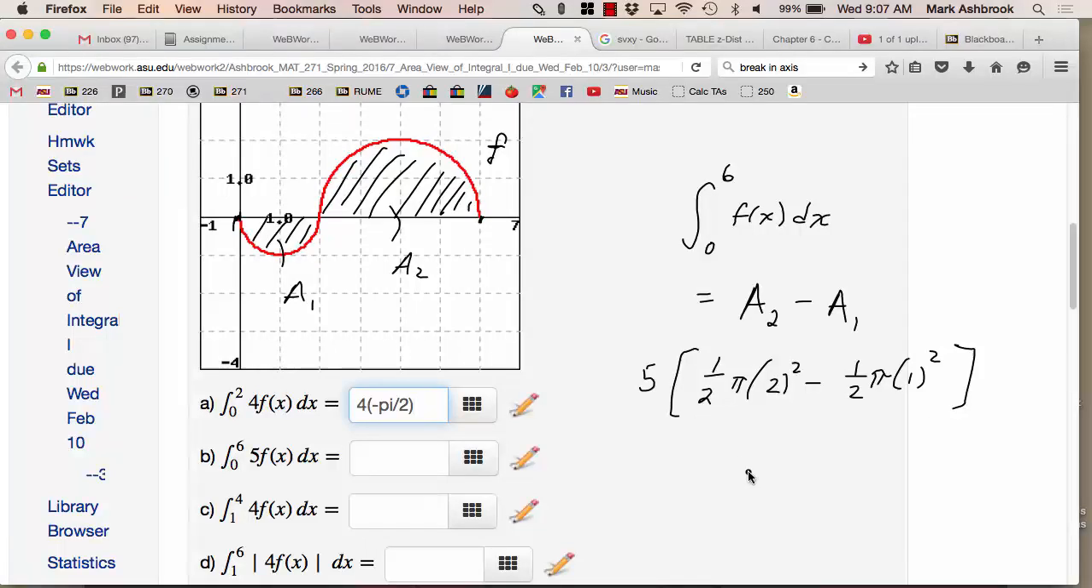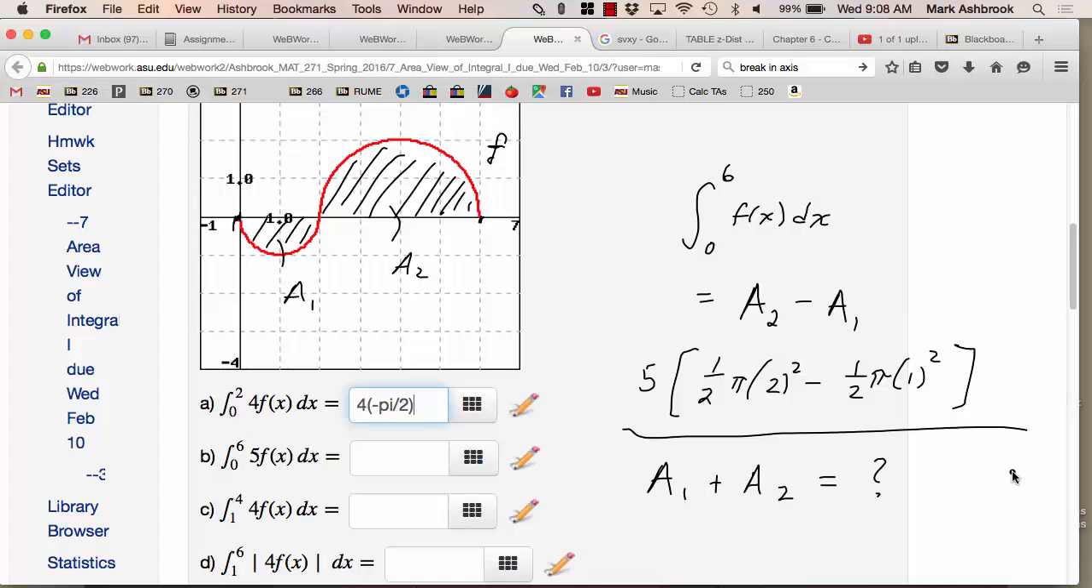Questions on B? So that would be the answer for B. Half of the area with radius 2, half of the area with circle radius 1, and then the whole thing times 5. That would be the answer to B. So what if I wanted to calculate A1 plus A2 using an integral? Now I truly want A1 plus A2. How can I frame an integral expression that will calculate for me the total area, truly A1 plus A2?